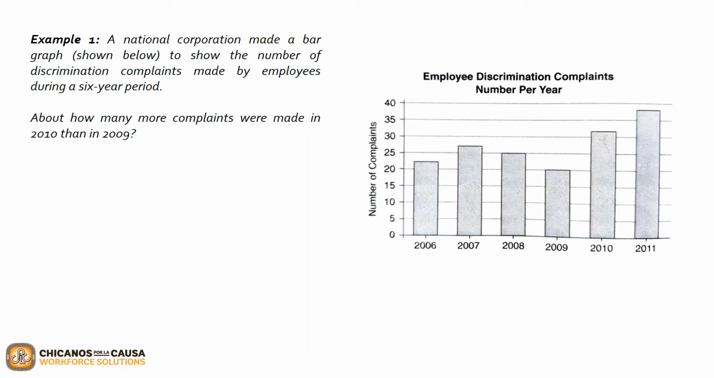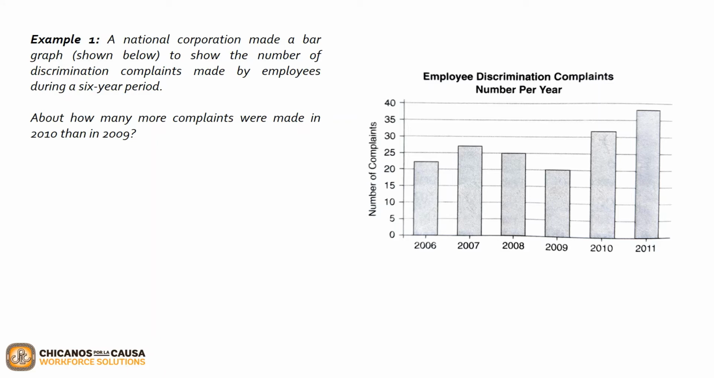Okay, example 1. A national corporation made a bar graph, shown below, to show the number of discrimination complaints made by employees during a 6-year period. About how many more complaints were made in 2010 than in 2009?